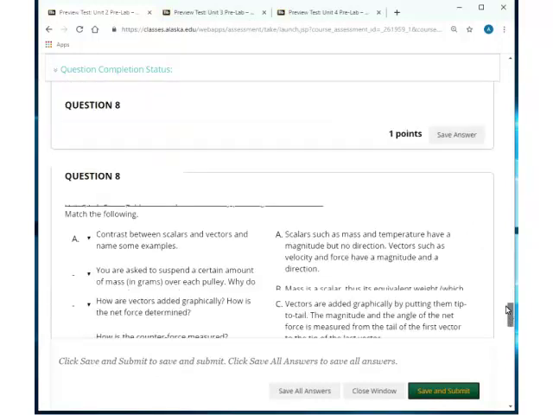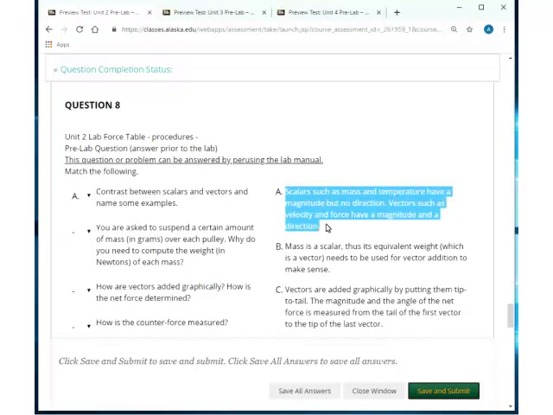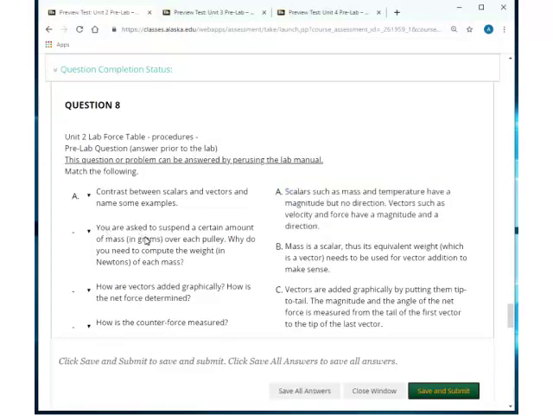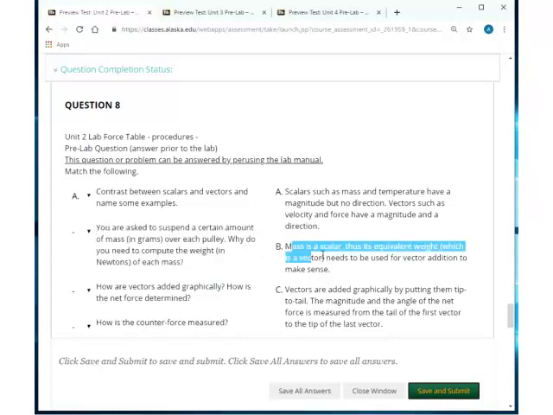For the procedures, contrast between scalars and vectors, and name some examples. Scalars are such as mass and temperature. Vectors such as velocity and force have a magnitude and a direction. You have to suspend a certain amount of mass over each pulley. Why do you need to compute the weight in newtons of each mass? Well, the mass is a scalar, but the force itself is a weight.